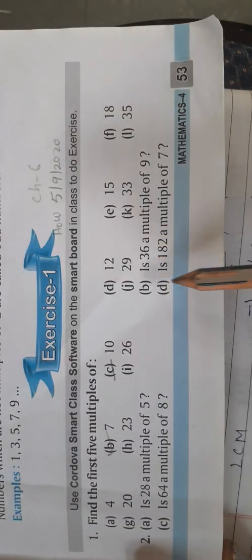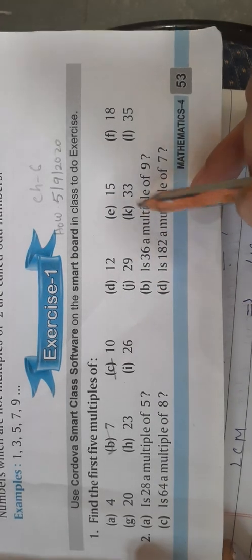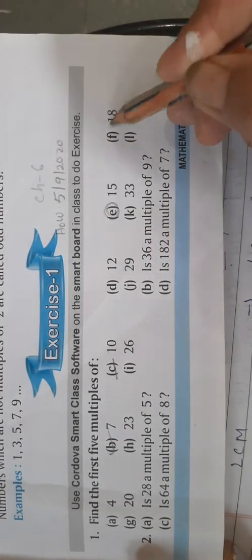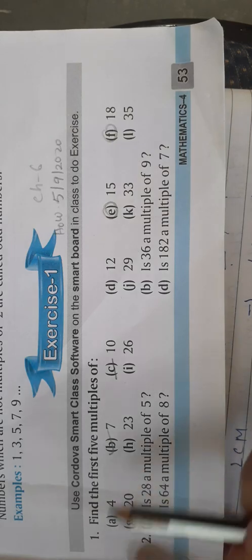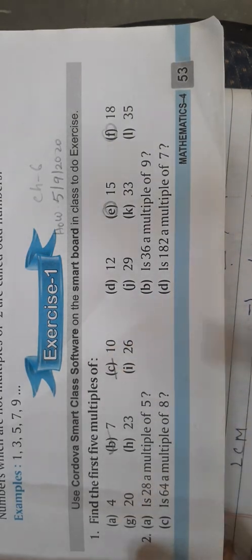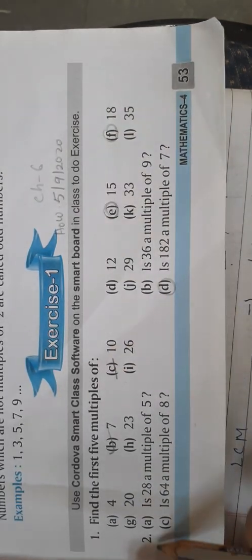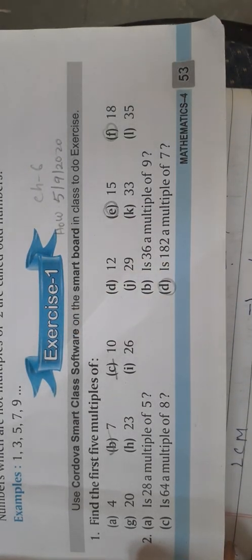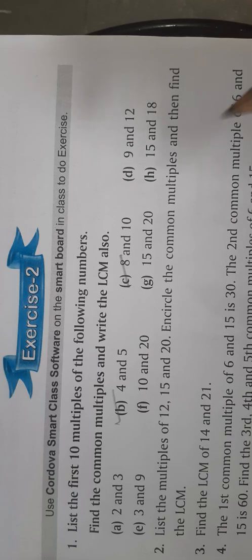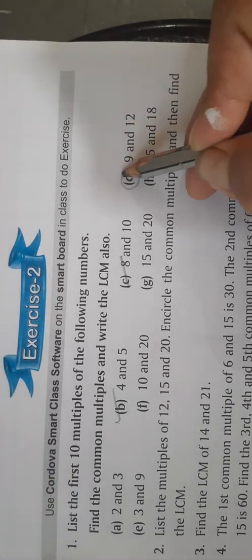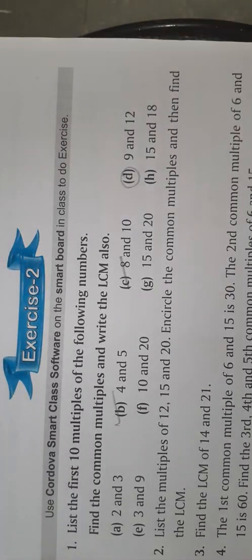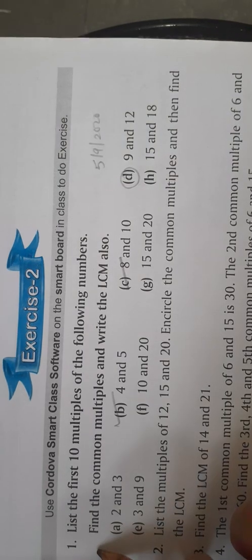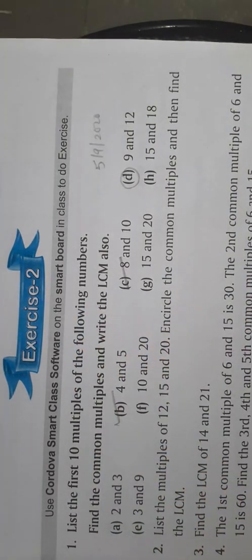Now your homework is question number E and F of question number 1 and D of question number 2 of exercise 1, that is on page number 53. Now question D of question number 1 of exercise 2, that is on page number 55.